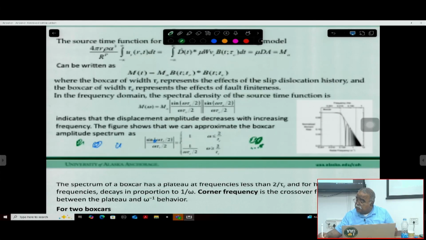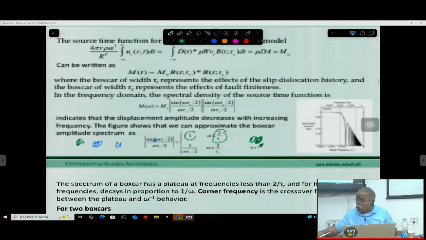So this box function, when omega tau by 2 and when omega tau r by 2, then that will be equal to 1 if omega is less than 2 by tau r. That's the box function property, and it will be equal to 1 by omega tau r by 2 if omega is greater than 2 by tau r. So that's the part.